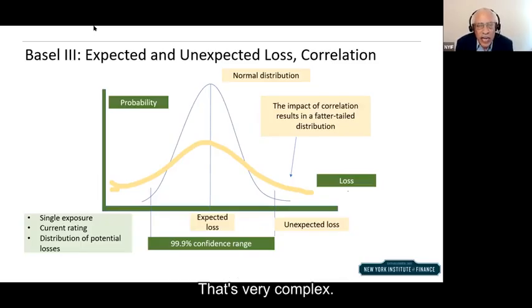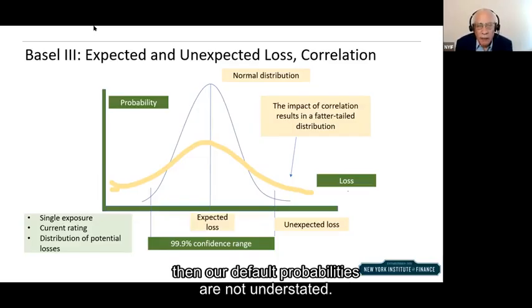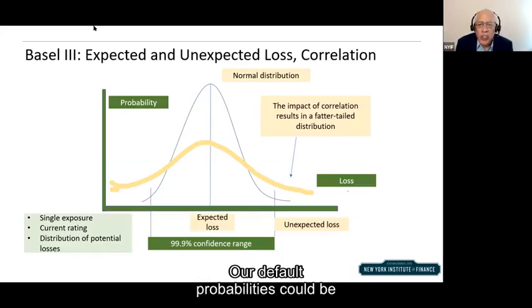That's very complex. It's a little bit out of the scope of this particular course, but it does say that you've got to take correlation into consideration. If obligors and names are highly correlated, then our default probabilities are understated. Our default probabilities could be understated in terms of looking at a name from name to name.